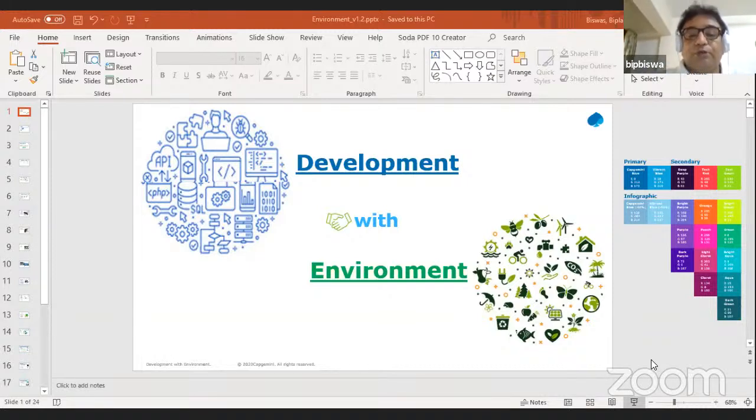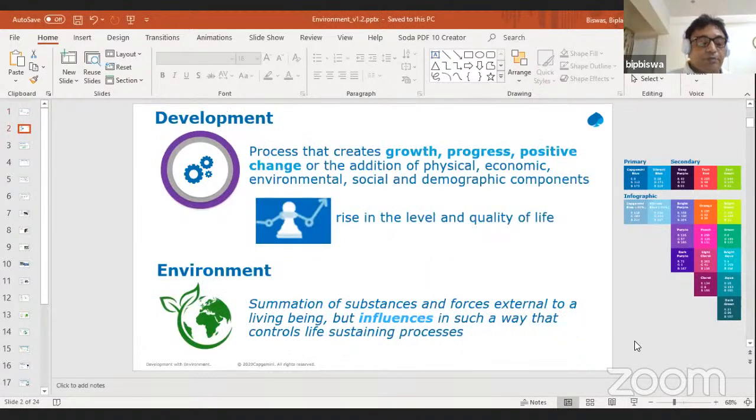So today's topic, as I told you, is development with environment. To start with, let me go through some basic definitions of development and environment. So what is development? All of us know that it is any process that creates a growth or a progress or positive changes or the addition of physical, economic, environmental, social, demographic components.